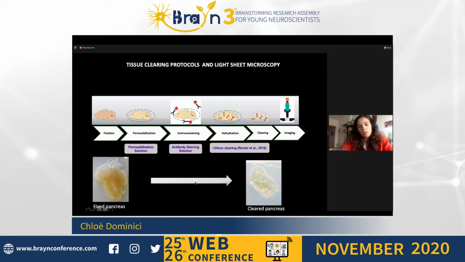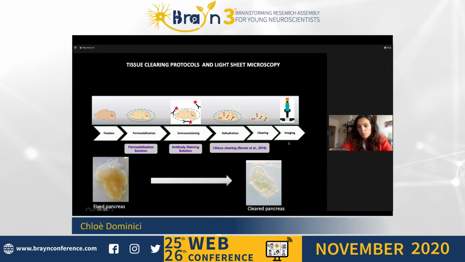Here you have a schematic overview of the main steps of the protocol. First you have the fixation and permeabilization, and then the immunostaining on the whole organ. Then you do the clearing. Here I used the iDISCO clearing protocol, with a first step of dehydration and a final step of clearing, where you put the sample in the clearing solution, here DBE. It works for a lot of different organs; for example, here I took the brain, and here you see a fixed pancreas. After all this process, here you have a cleared and immunolabeled pancreas.